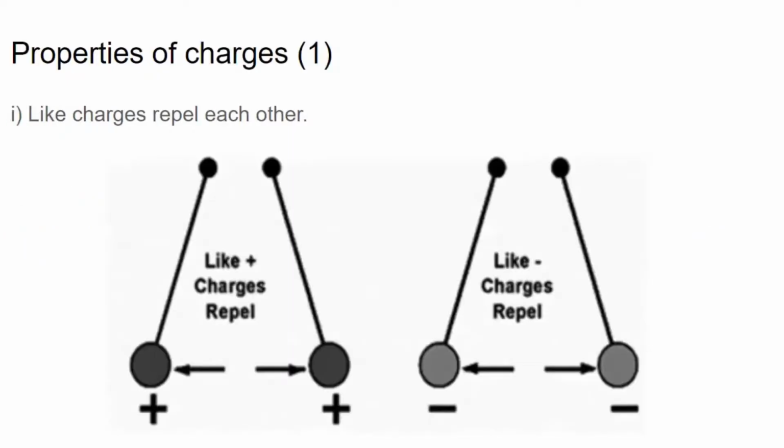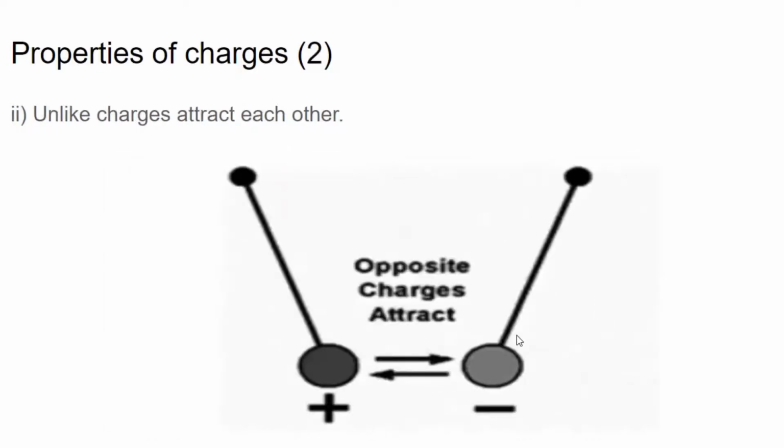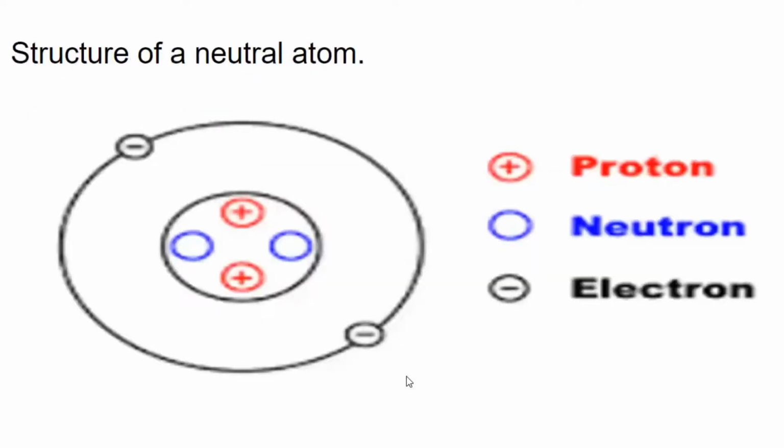So the first property of charges is that like charges repel each other. We can see that the positive charge is moving in the opposite direction from the other positive charge, showing the repulsion. The same can be said about like negative charges. The second property is that unlike charges attract. So this positive charge is moving towards the negative charge and vice versa, showing the attraction.